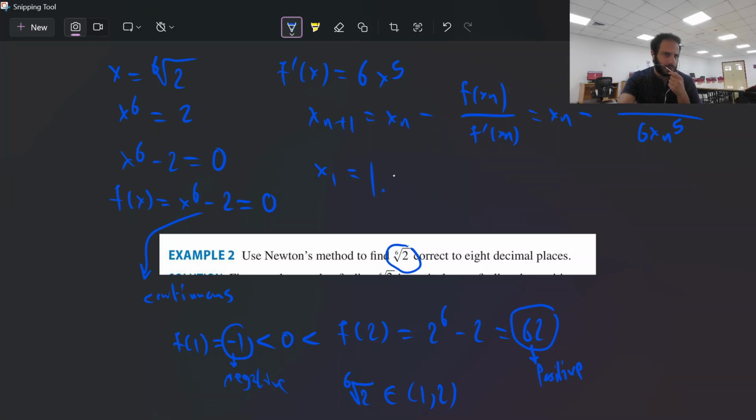But if you choose 1.5, it's also good, or 1.2 or 1.3. So you choose something between 1 and 2. You can choose 1 if you want, you can choose 2 if you want. But the idea is you need to choose it close enough to the solution. Here you know that 1 is close enough. Why? Because at 1 the function equals minus 1, which is very close to 0, right? Do you have questions about this?